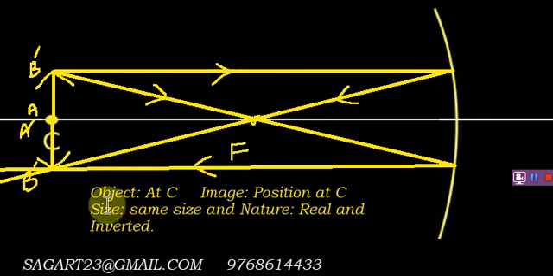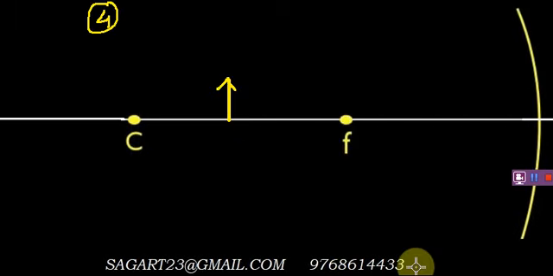You can see the characteristics of the image. So when the object is placed at C, the image position is also at C. The size is the same as that of the object and the nature is real and inverted. Let's check diagram number 4. Okay, so we start with diagram number 4.